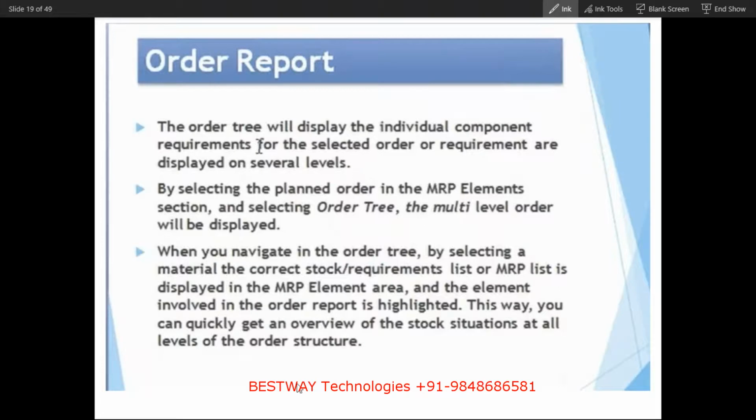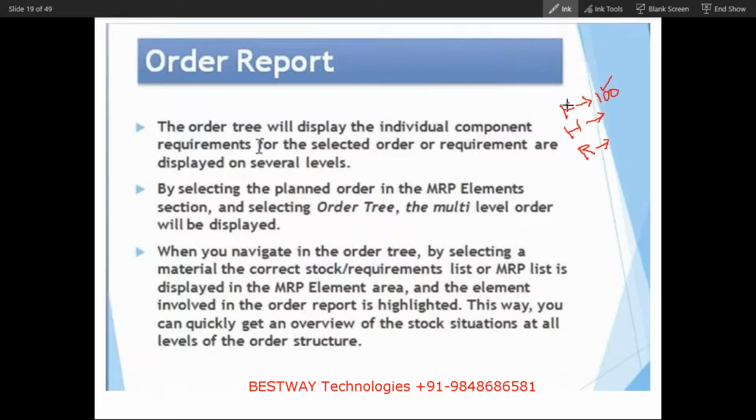Suppose you are having a BOM, I have a finished product. Under this finished product, I have a semi-finished product. Under this HALB, I have a raw material. So there is a forecast of 100 pieces for this finished product. So I want to see, to prepare 100 pieces, what is the situation of HALB and what is the situation of raw material.